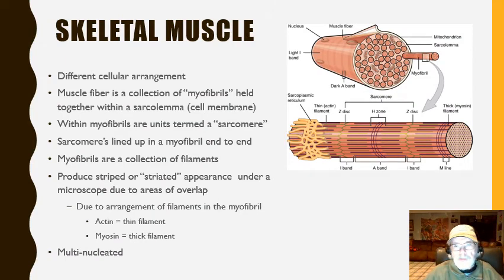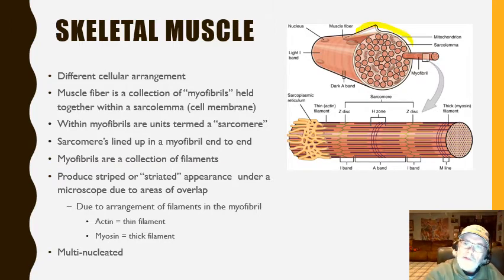Okay, now let's talk about skeletal muscle first of all, because again, that's the largest mass. It has a different cellular arrangement than what we've talked about thus far. In the past, we talked about a cell membrane and a nucleus and all these organelles and stuff like that. Well, skeletal muscle is different.